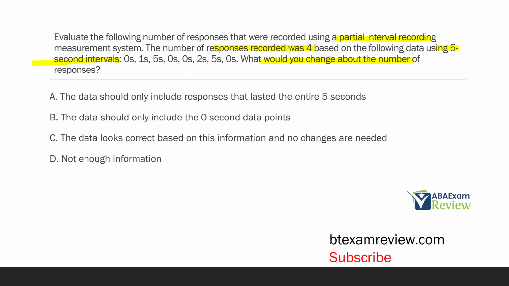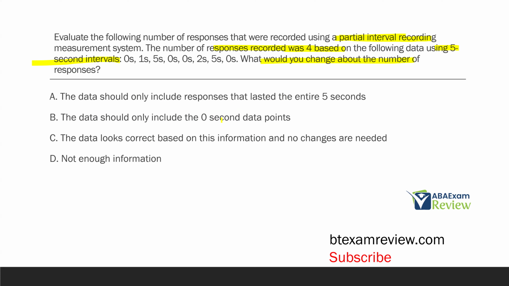We used partial interval. Would we change anything about the number of responses? A, the data should only include responses that lasted the entire 5 seconds. A would represent what measurement? That would be whole interval. We're using partial. And when partial, as long as it happens at all during the interval, we count it.